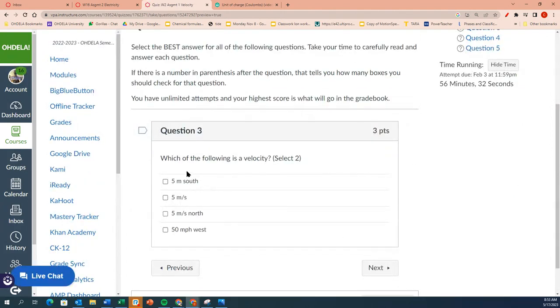So which of the following is velocity? Remember, there are 2 of them. So we can have the scientific unit here, meters per second north, but we could also have miles per hour west. So that's a velocity as well, but it's not an SI unit. It's okay, that's not an SI unit.